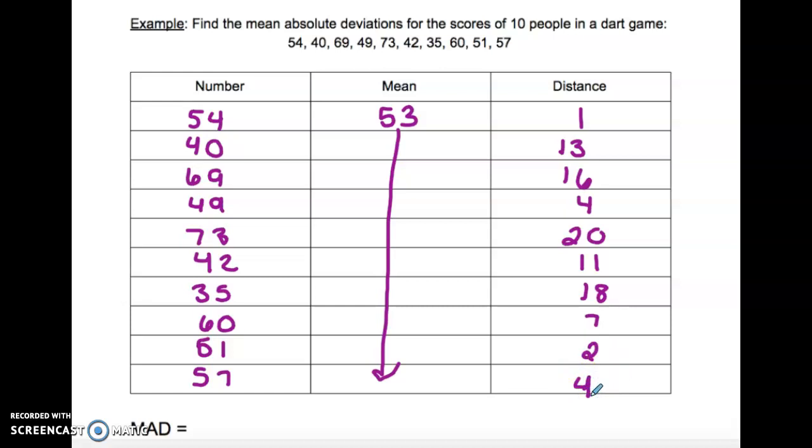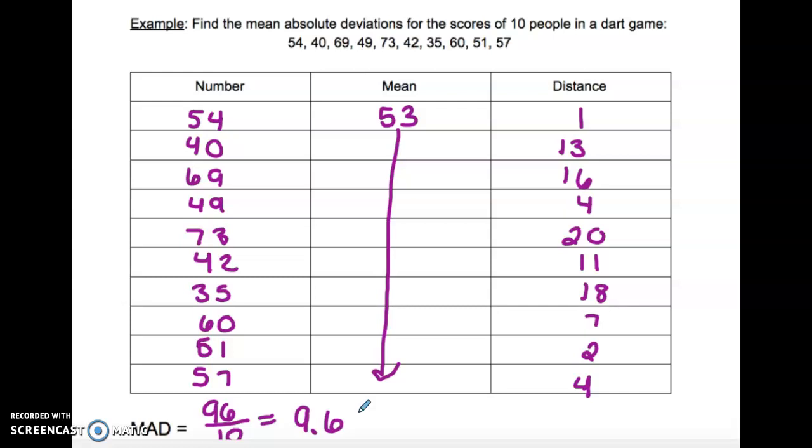Once you fill in all the distances, then you have to find the average of the distances. So add them all up. When we add them, we get 96, and then we have to divide by how many numbers there are, which are 10. So we get 9.6. Okay, so our mean absolute deviation, or our MAD, is 9.6.